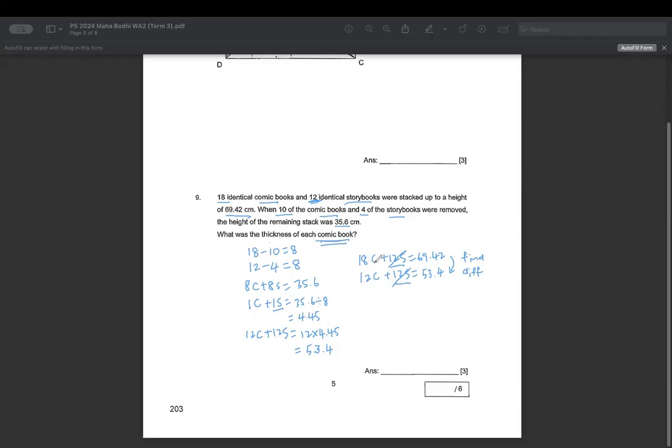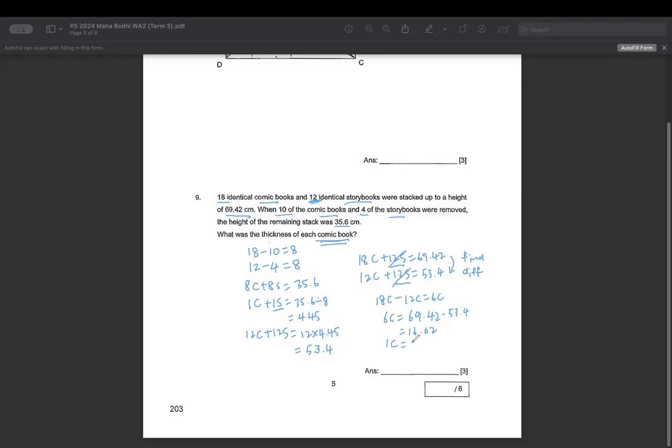So if I find a difference in comic books, it'll be 18 comic books minus the 12 comic books here. It'll be 6 comic books. Same thing, I have to take this 69.42, I have to find the difference between this number and the 53.4. So the difference will be 69.42 minus the 53.4. Okay, I will get 16.02.